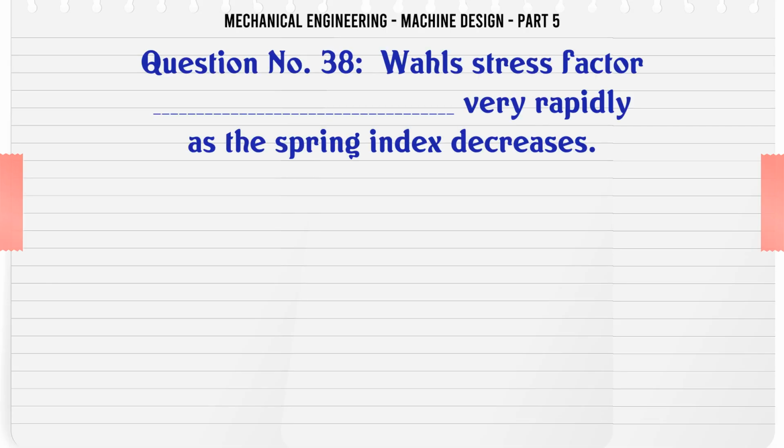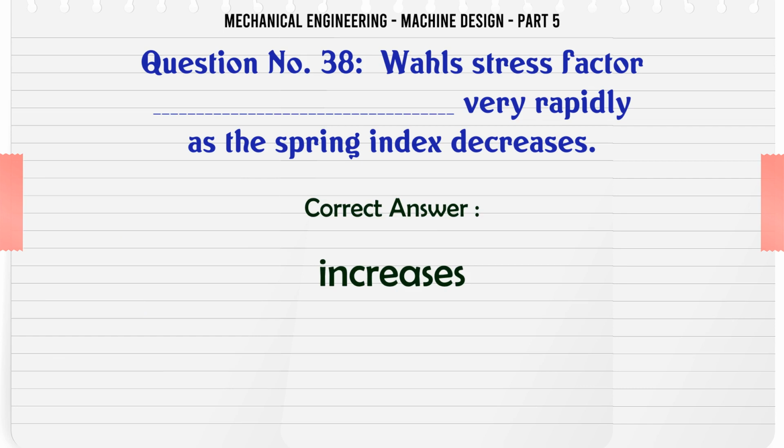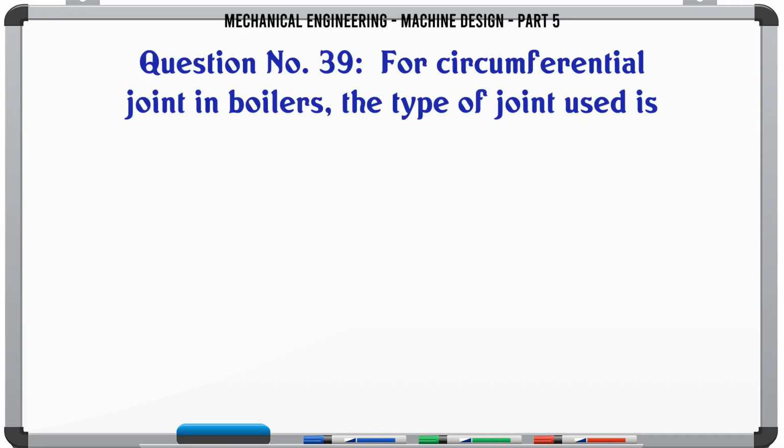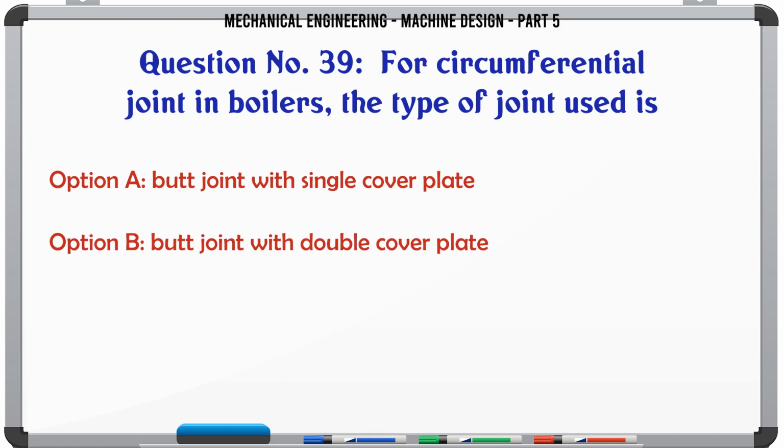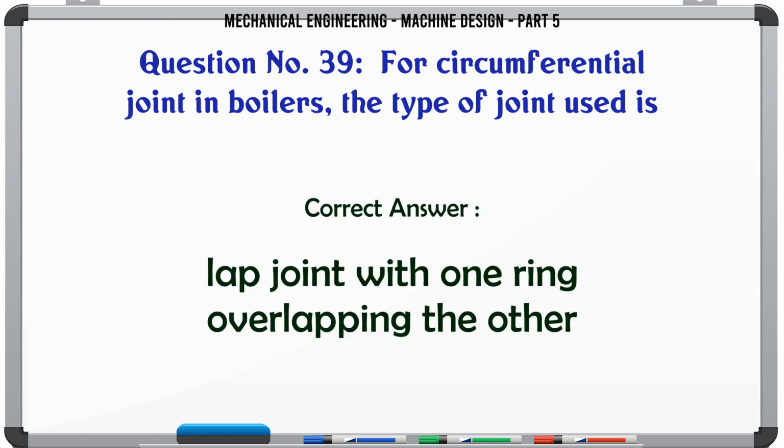The stress factor varies rapidly as the spring index decreases. A. Increases, B. Decreases. The correct answer is increases. For circumferential joint in boilers, the type of joint used is A. Butt joint with single cover plate, B. Butt joint with double cover plate, C. Lap joint with one ring overlapping the other, D. Any one of the above. The correct answer is lap joint with one ring overlapping the other.